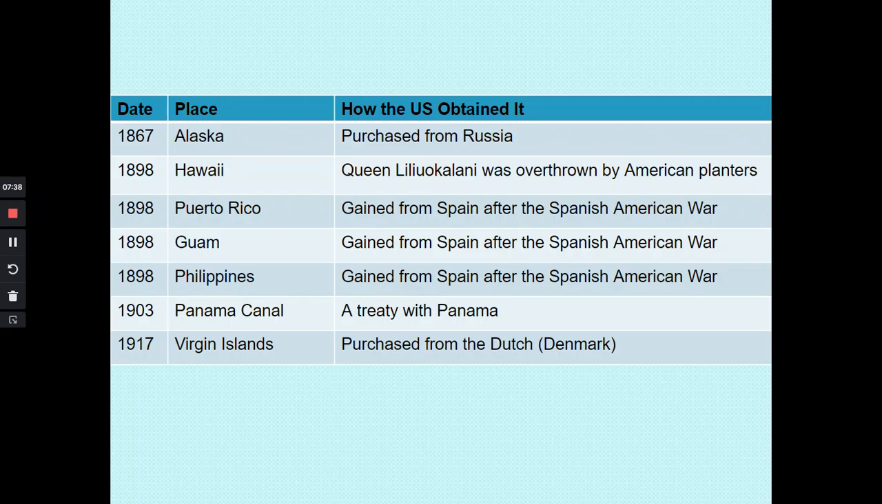In 1867, we get Alaska from Russia. 1898, now notice 1898 was a big year for the United States. We get Hawaii, Puerto Rico, Guam, and the Philippines. And then in 1903, the Panama Canal, and 1917, the Virgin Islands. Again, if you need to, pause and be sure you get this slide down.